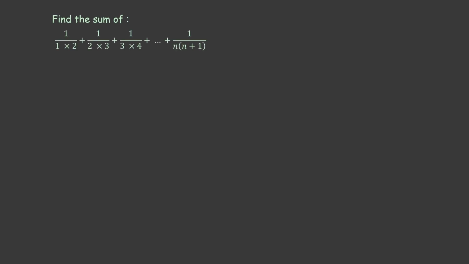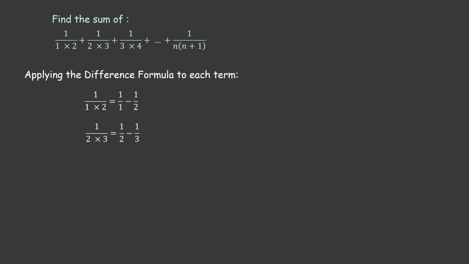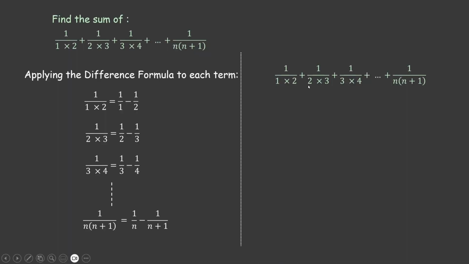Now let us use this difference formula to find the sum of this series. 1 upon 1 into 2 plus 1 upon 2 into 3, so on till 1 upon n into n plus 1. Let us apply the difference formula to each term here. The first term can be written as 1 upon 1 minus 1 by 2. The second term is 1 by 2 minus 1 by 3 and so on. Now let us write down the series and substitute the value of each term. This is 1 upon 1 minus 1 by 2. This is 1 by 2 minus 1 by 3 and so on.